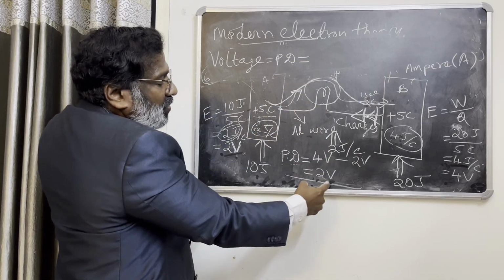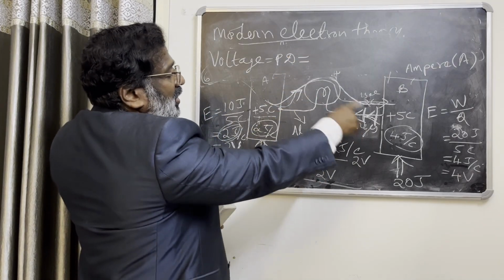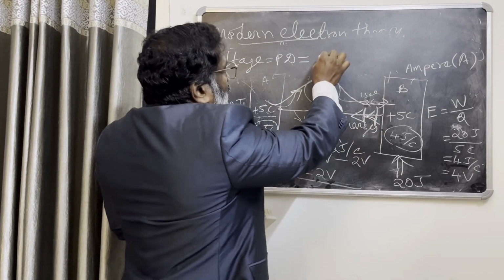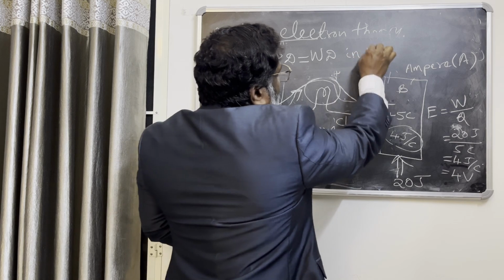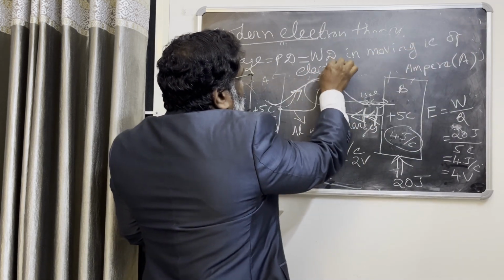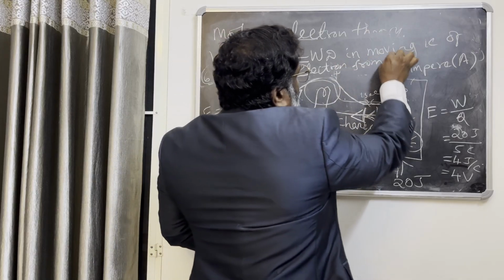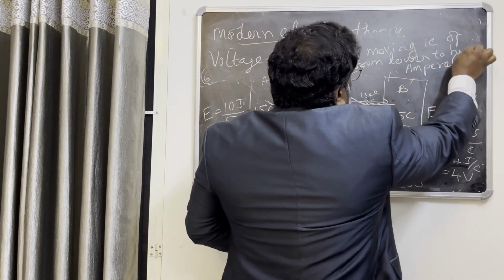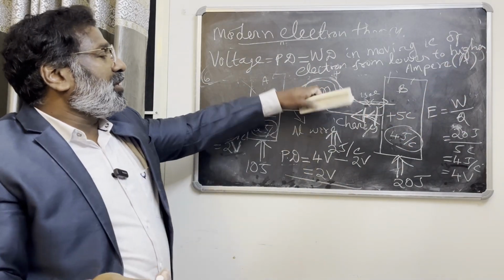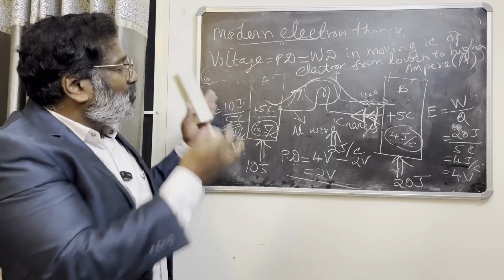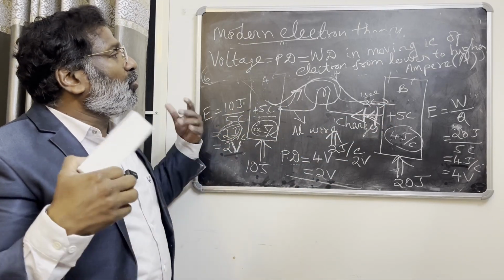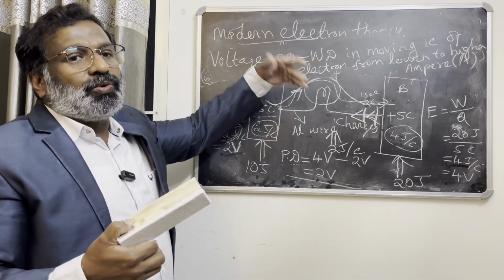Actually, for matching the potential difference, I have to give extra energy to pump the electron from lower to higher potential. So voltage is the work done in moving 1 coulomb of electron from lower to higher potential. From higher to lower potential means we did not give extra energy. During this path it will release energy. But if I want to move electron from lower to higher potential, I have to give extra energy. So voltage can be defined as the work done in moving 1 coulomb of electron from lower to higher potential.